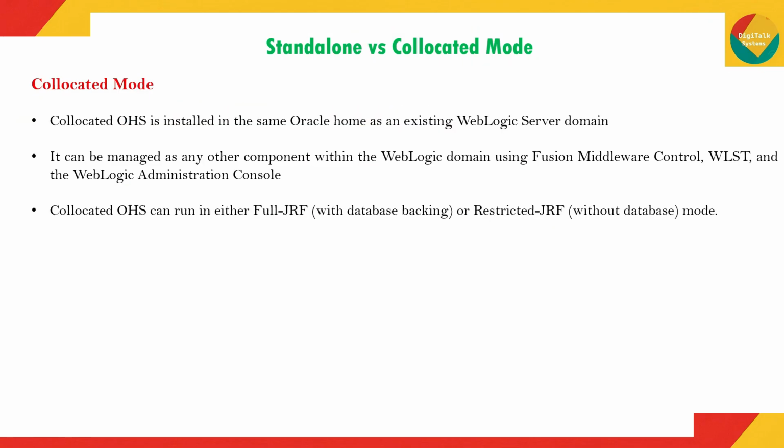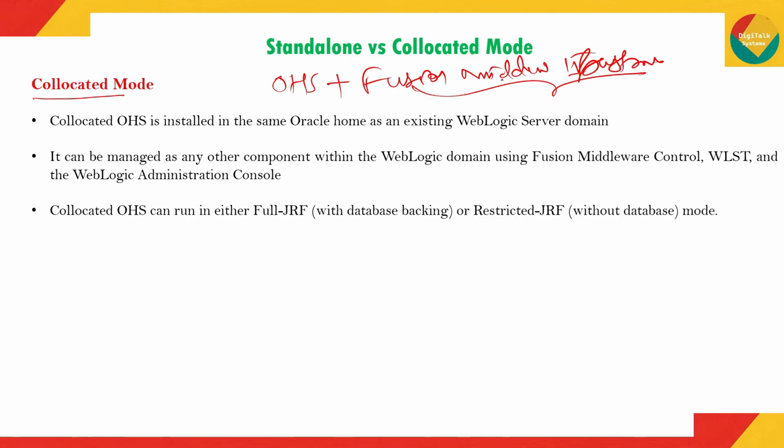Now, when we talk about the co-located mode, it's very clear from the name as well. It is co-located with a few more services. So that means you have your OHS co-located with the Fusion Middleware infrastructure. And this Fusion Middleware infrastructure may contain middleware products like SOA, WebCenter, multiple IDM suites, OBIEE. There are multiple products from Oracle which are referred to as middleware products. So for that we use the OHS in the co-located mode, right?